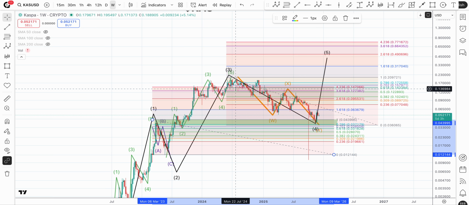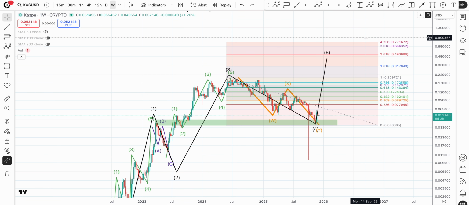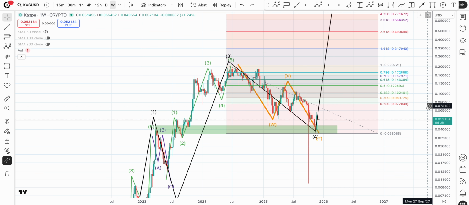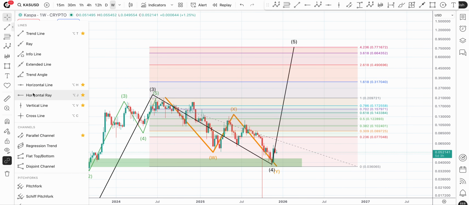Sure did. Just barely exceeded a little bit. So we're done with that. So that right now is where we want to head. So my best case scenario here for Kaspa is going to be up there at 77 cents, right?